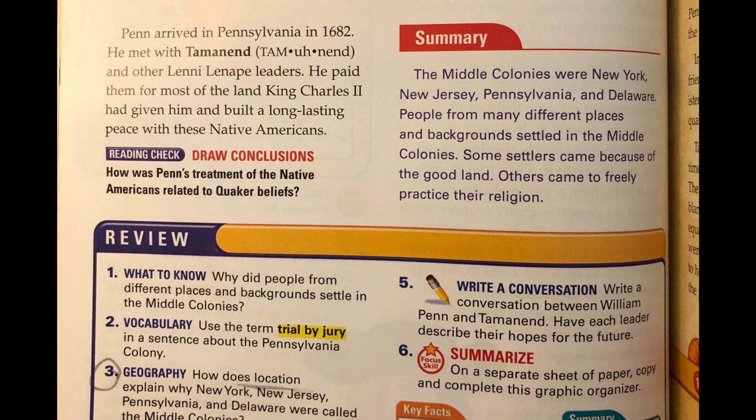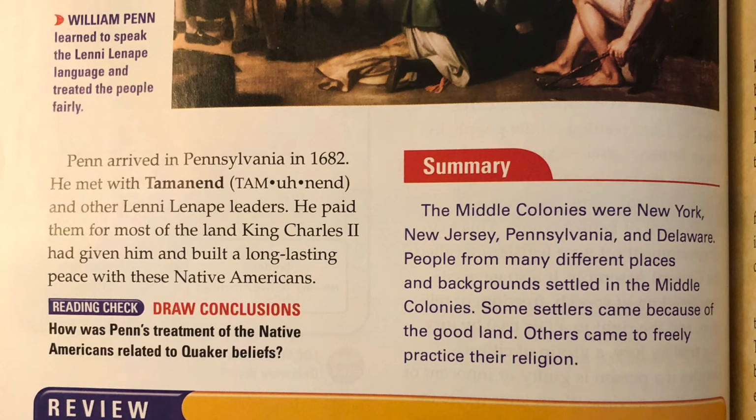So, as we can see, Penn and the Quakers had a different mindset than a lot of the other colonists who came to what they referred to as new land to build the colonies. Here's a summary of everything we just read. The middle colonies were New York, New Jersey, Pennsylvania, and Delaware. People from many different places and backgrounds settled in the middle colonies. Some settlers came because of good land. Others came to freely practice their religion.